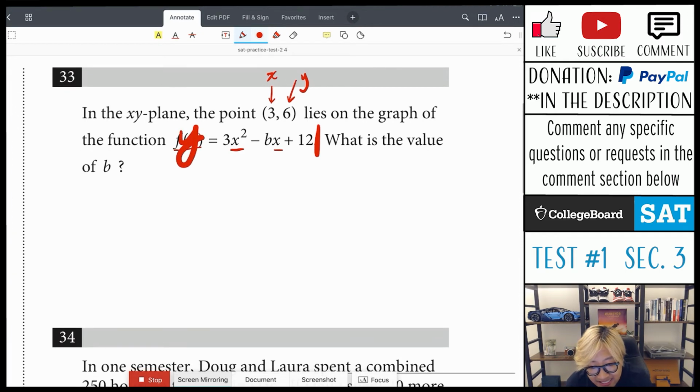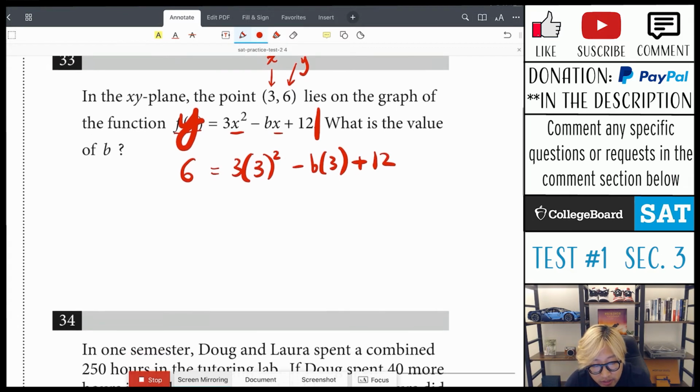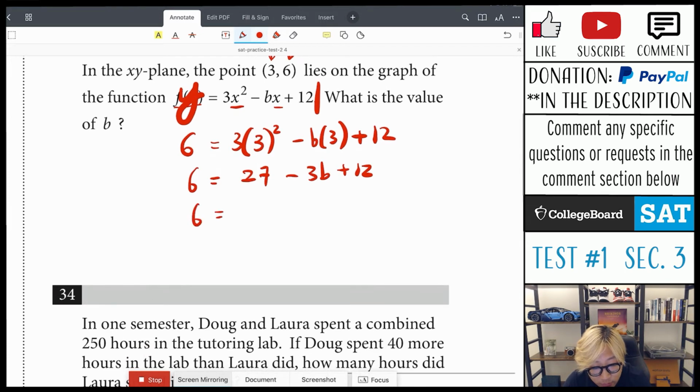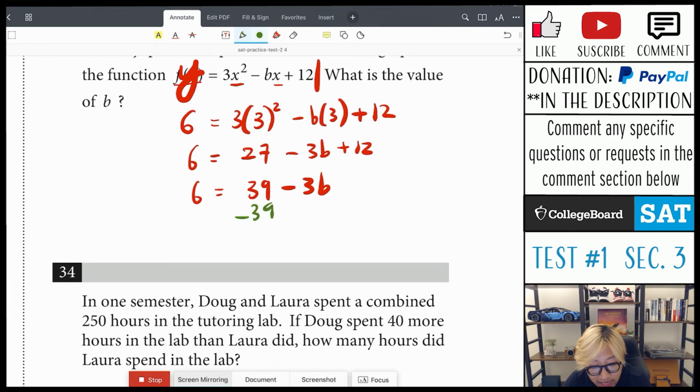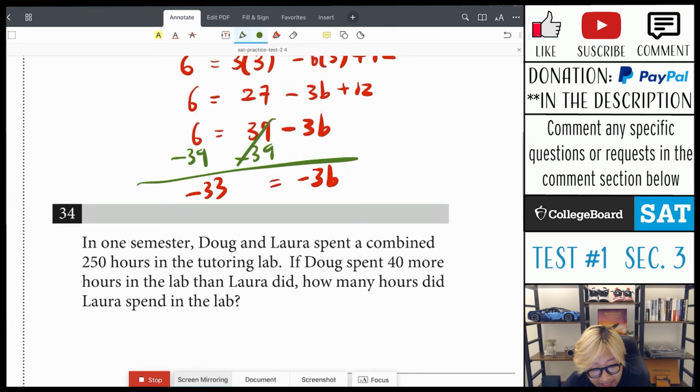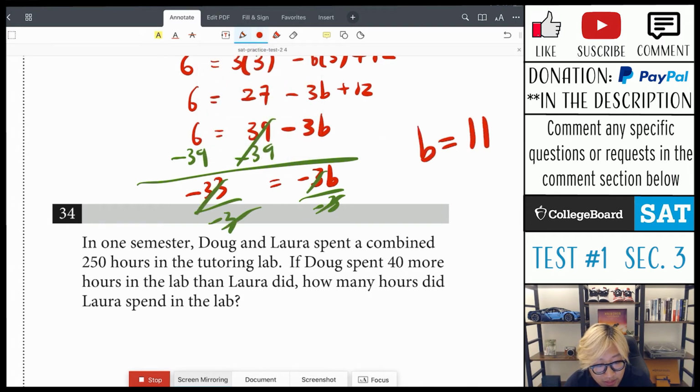So basically 6, the y, is equal to 3 times the 3, which is the x, minus b times 3, which is the x, plus 12. So here we go. Actually, let me work out the right side first. 6 is equal to 27 minus 3b plus 12. So 6 is equal to 39 minus 3b. Now subtract 39 on both sides. And we get negative 33 is equal to negative 3b. Divide by negative 3 on both sides. And that's how I get b is equal to 11.